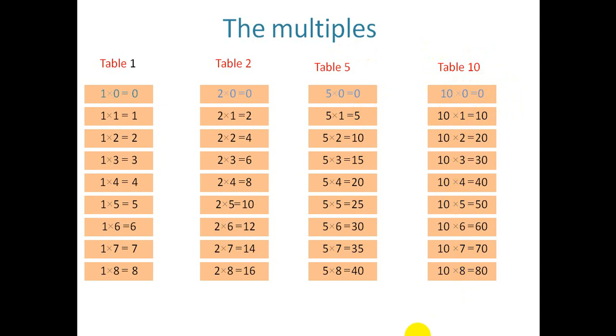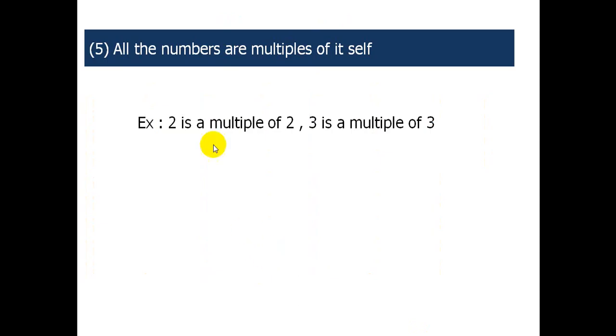So all the numbers are multiples of itself. Here, for example, 2 is a multiple of 2. 3 is a multiple of 3, of course, because I have 3 times 1 equals 3. So here I have the same number as a multiple of itself.